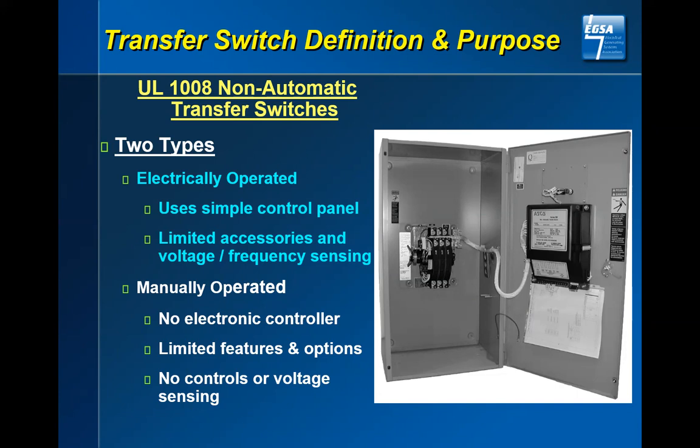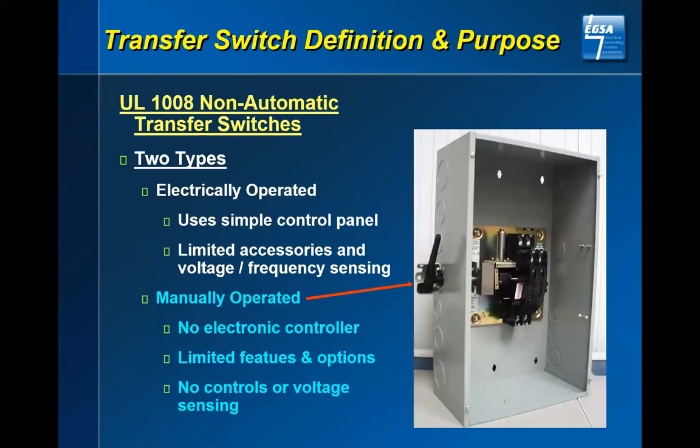The brain is that black box. The brawn is actually the transfer mechanism mounted within the can. It's electrically operated. This one is the simplest operation because it only has one mechanism. It will move all three poles at the same time.